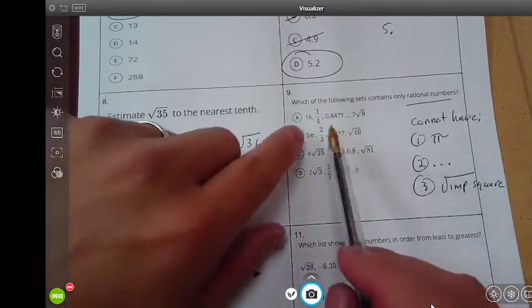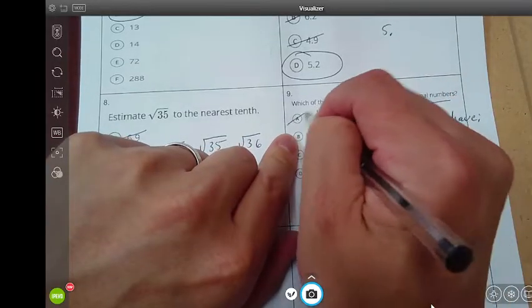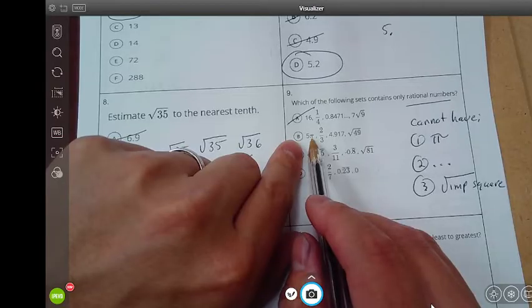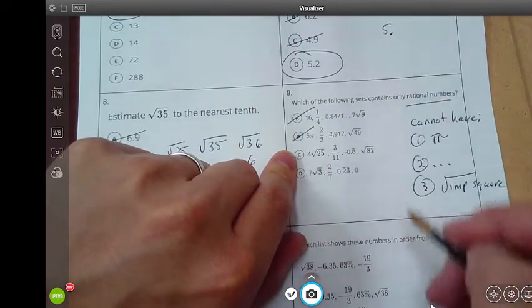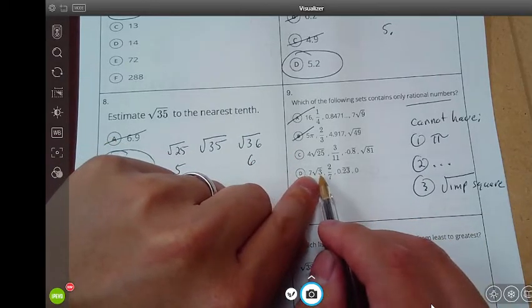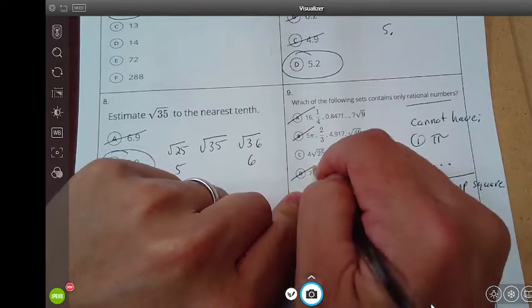All right, so look at A, it has 3 dots. That's a non-terminating, non-repeating number. Okay, not A. B has a pi, right? So that makes that 5 pi. That's irrational. It only wants rational. And for D, square root of 3 is an imperfect square. So that cannot be an option.